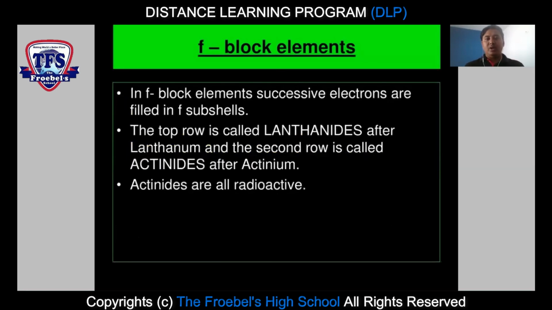Finally, F block elements are inner transition, and the top row is called lanthanides, as I told you, because it starts from lanthanum, and the second row is actinides, after actinium, and actinides are all radioactive elements. Radioactive elements are those whose nuclei are unstable.